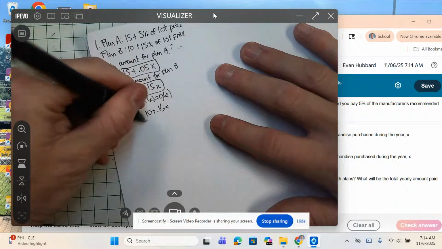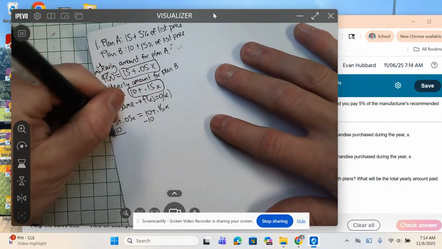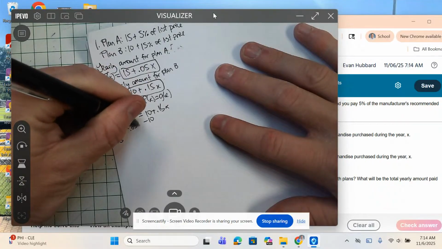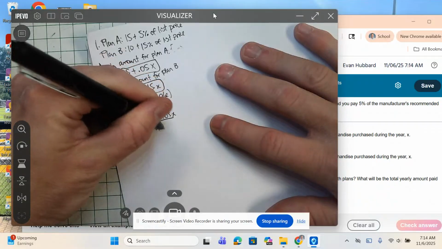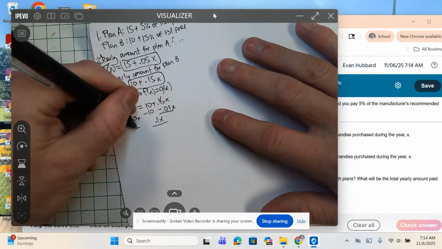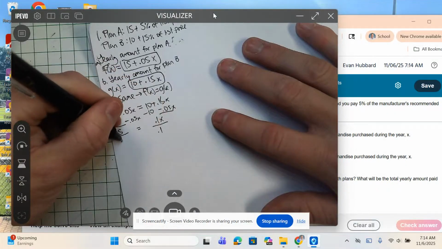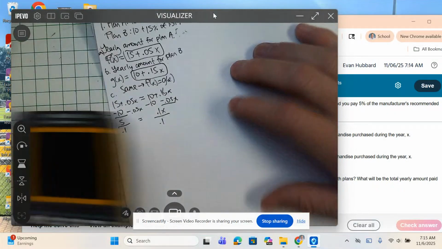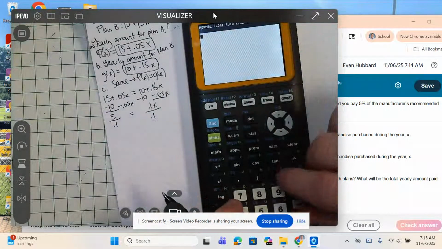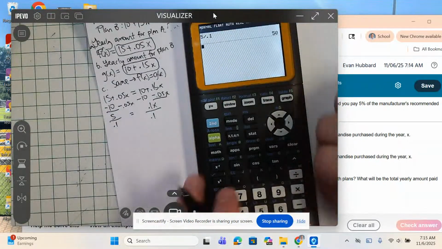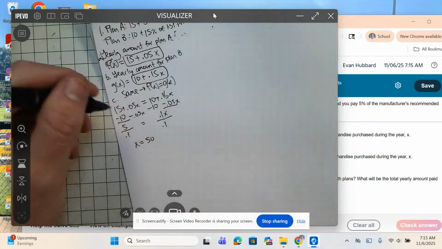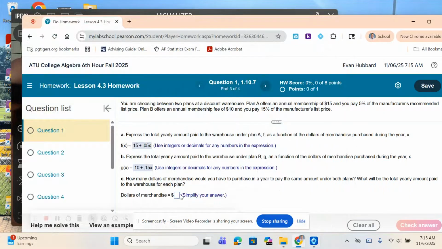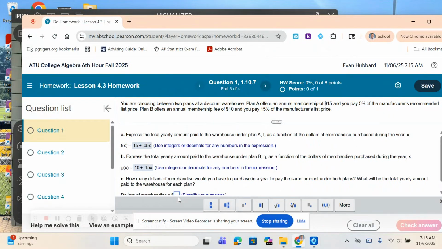Okay, so I'm going to subtract 10, 5, subtract 0.05x, be 0.1x. Okay, divide by 0.1, divide by 0.1, and so 5 divided by 0.1 would be 50. Okay, I'll prove it to you here. So it's 50. So x equals 50. So $50.